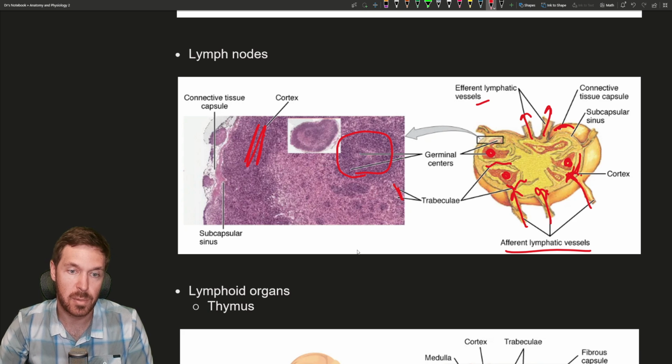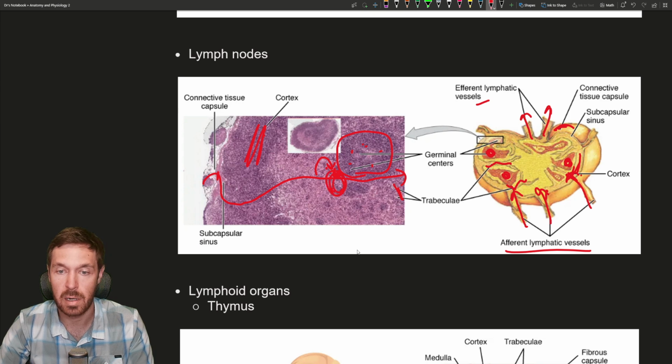So the subcapsular sinus, labeled right here, is where the fluid comes in and then works its way down in between and goes through. If there is anything that needs to be processed by the B cells in here, they detect it. T cells can then activate them, and you can activate an immune response against that. So they're just sitting there waiting and patrolling what's coming through. So the fluid comes through, kind of gets filtered as it comes through, and then exits the other side.